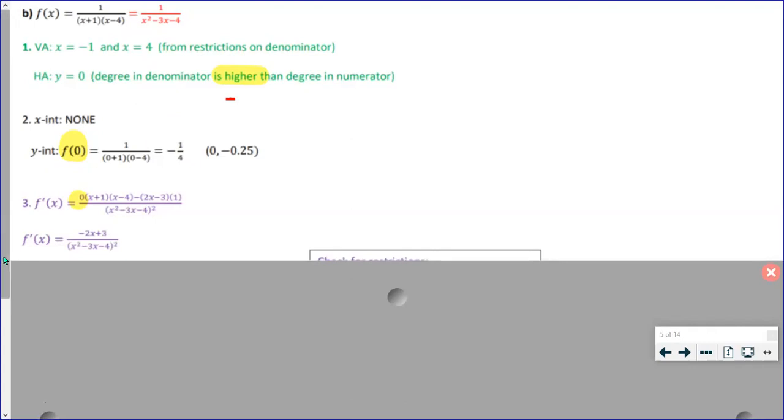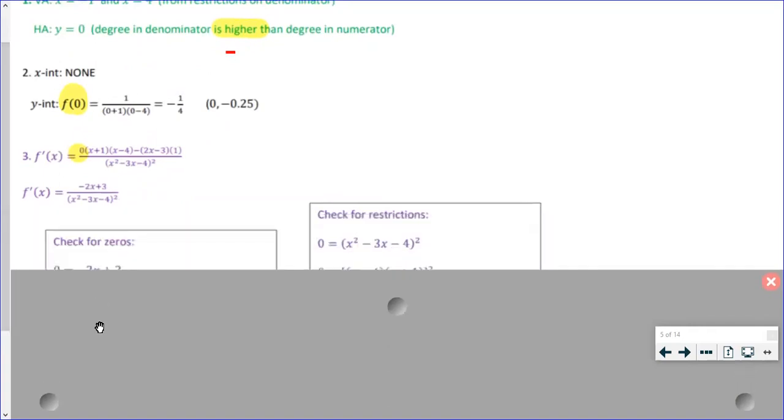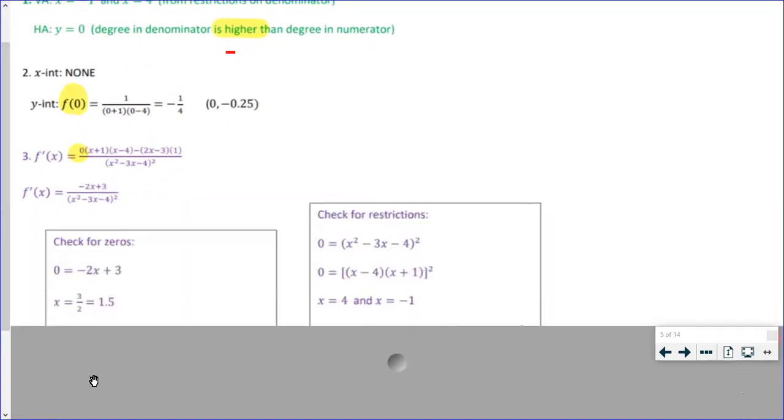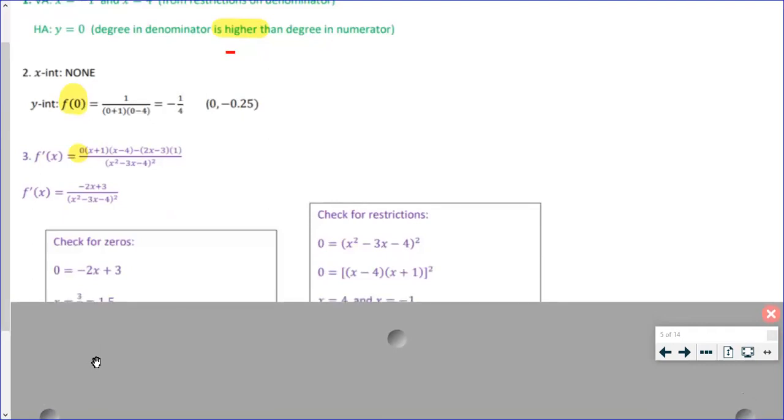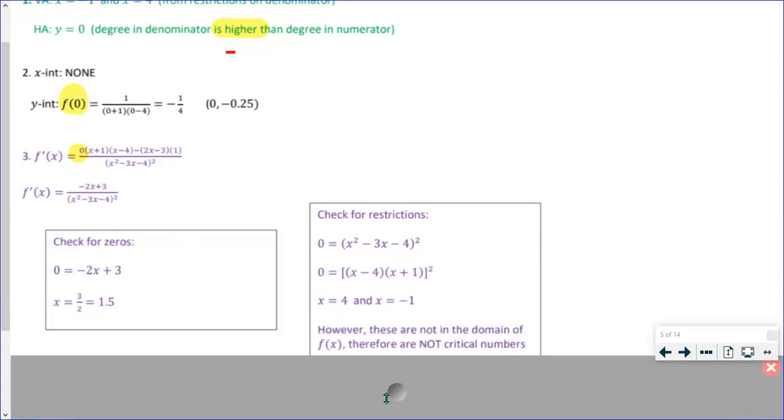However, with the first derivative, you'll notice that we have the same denominator as the original function. So we also have to verify that the restrictions are going to be the same, because if I factor my denominator, I'm still going to have x is equal to 4 and x is equal to -1 that are not in the domain due to my asymptotes. Therefore, they cannot be critical numbers.